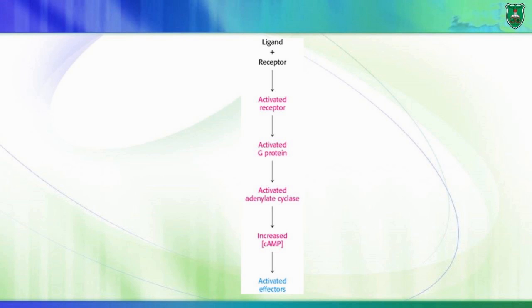So, you know what the overall signal transduction pathway is. The ligand binds to the receptor, the 7 transmembrane receptor is activated. This activates the G protein. The G protein activates, for example, adenylyl cyclase. It increases cyclic AMP, the secondary messenger, and you have an effect that takes place in the cell. Okay, so I'll give you an example.